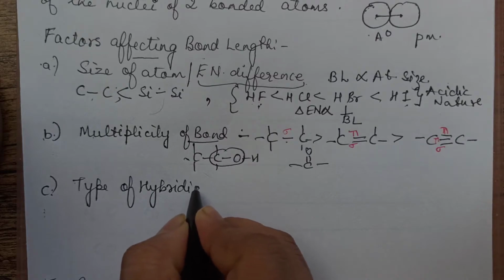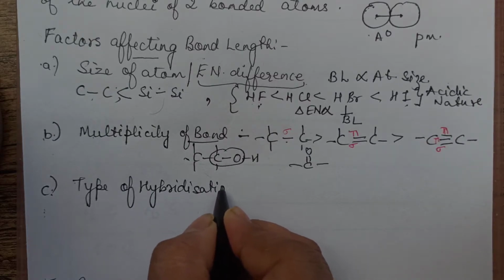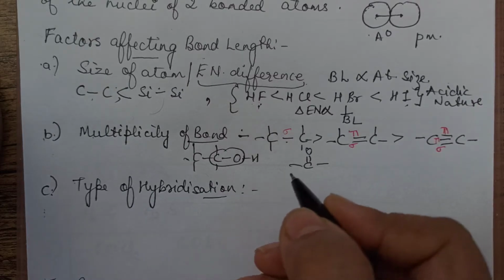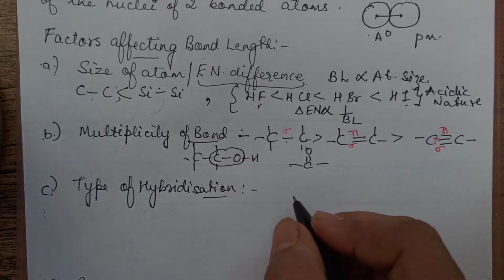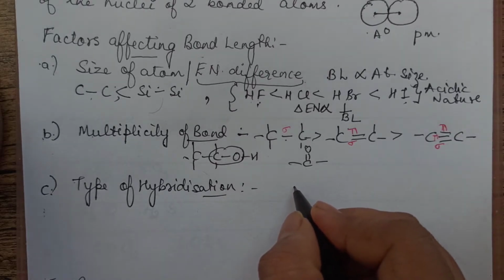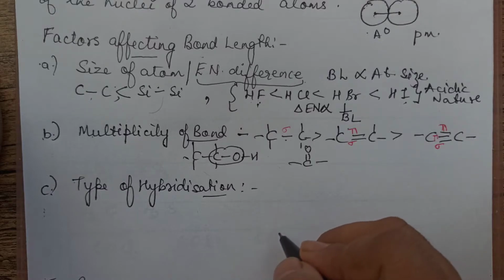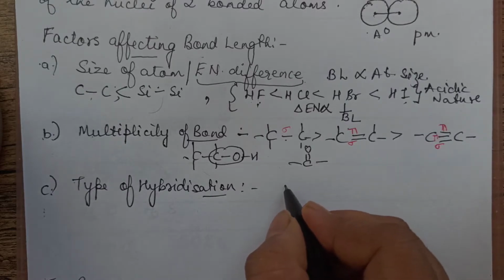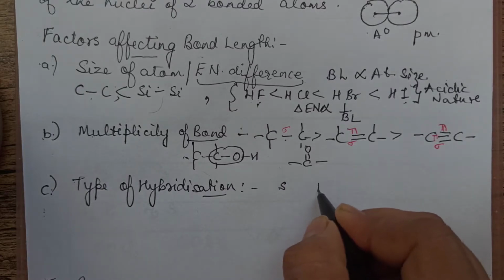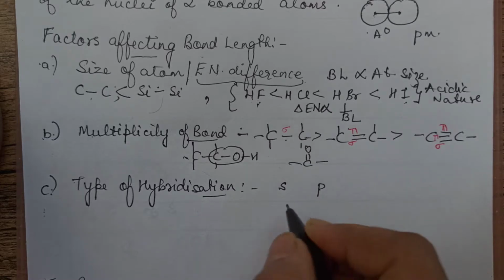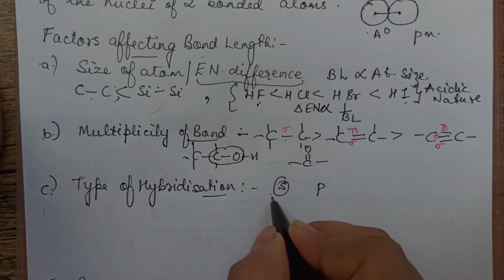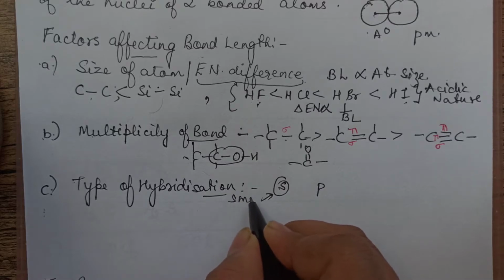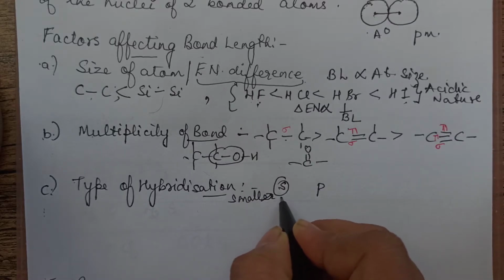See, basically an idea I'll give you is three types of hybridization which normally we talk about in organic also. That is sp, sp2 and sp3. We know if I compare s and p orbital, which is smaller in size? S orbital. S orbital is smaller in size.